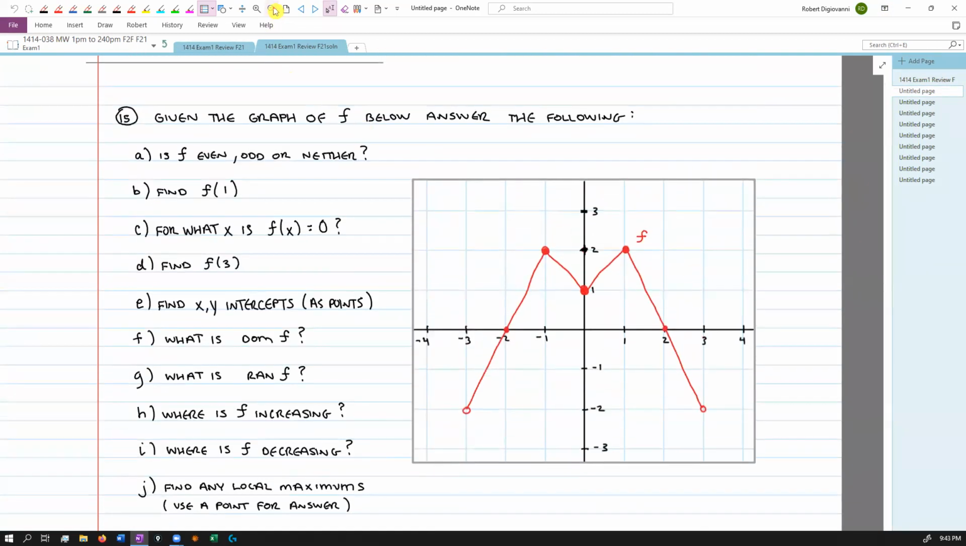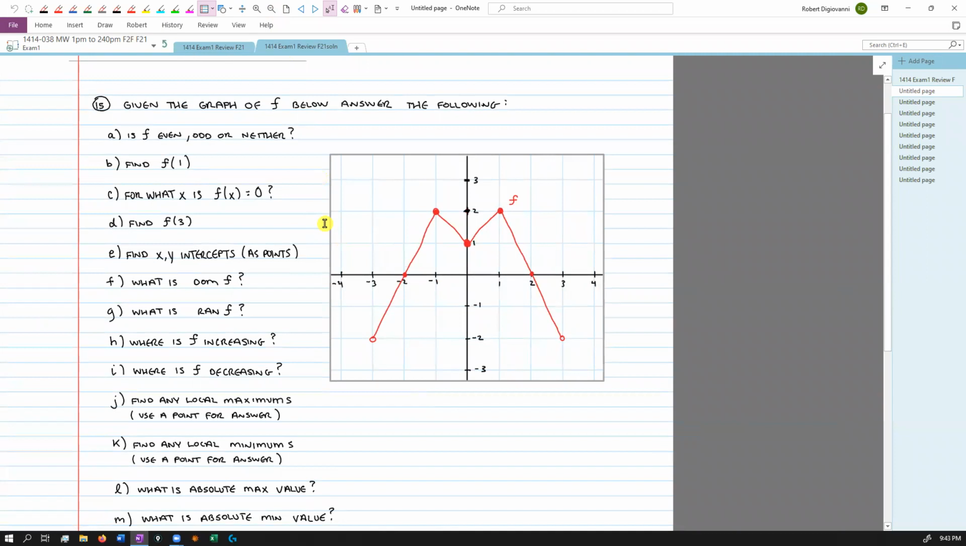Okay, great. Wonderful. All right, so is this even or odd? Well, if you reflect it over the y-axis, it lands on top of itself. So this is an even function. Find f of 1. So if I go to the x value of 1, what is the y value output? Well, it's 2. Okay, the next question says, for what x is f of x equal to 0? So we're trying to figure out where our y values are 0. Well, that happens here at -2 and +2. So x equals -2 and x equals +2.